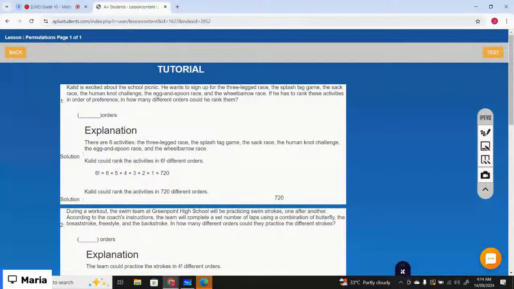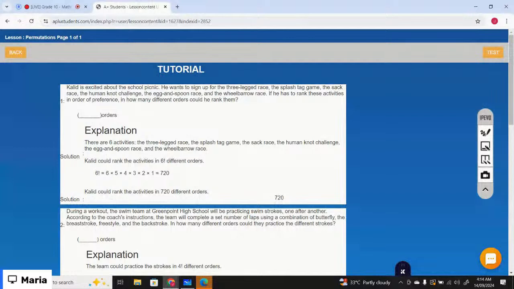So they are one, two, three, four, five, six activities, right? The three-legged race, the splash tag game, the sack race, the human knot challenge, the egg and spoon race, and the wheelbarrow race. So the total activities are six. You have to do six factorial different orders. Six factorial means you start with six and multiply all the numbers down: six times five times four times three times two times one, that is 720. That means Khalid could rank the activities in 720 different orders.